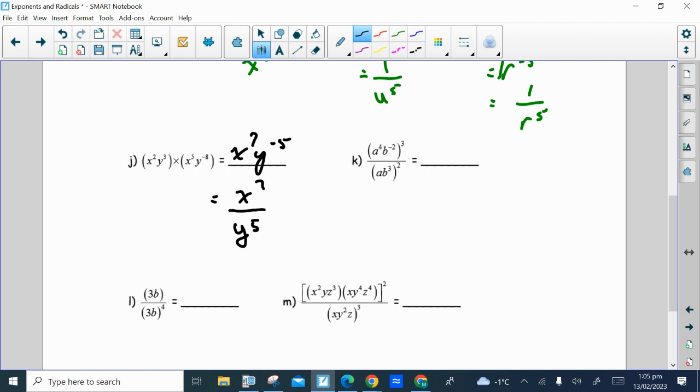Question K. I would simplify the top first. I would simplify the bottom, and then I would divide. Okay? Because there's separate brackets for top and bottom. Okay, Cheney? If it was one bracket for the top and bottom, then you would work inside the brackets first. But that's not the case here. Separate brackets on top and bottom. So we need to simplify the top and the bottom first, and then we can divide. So if we simplify the top, Kenzie, what would you do?